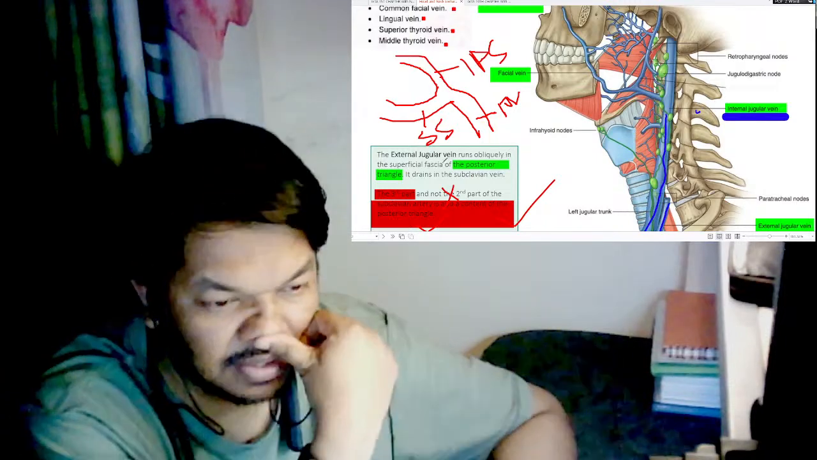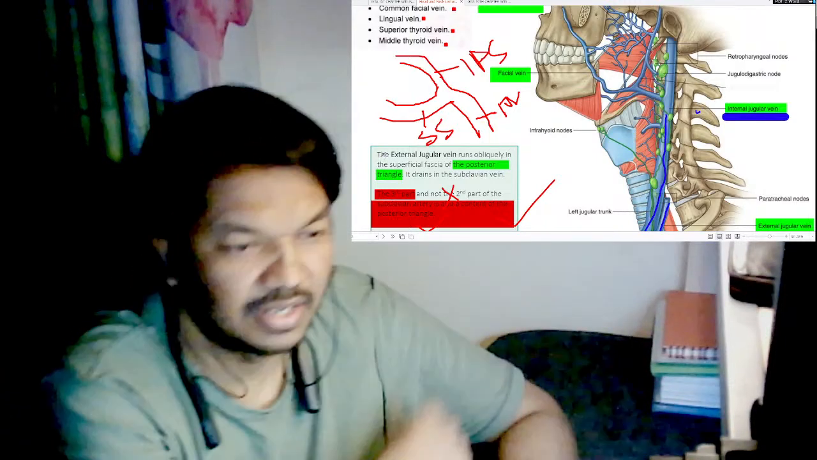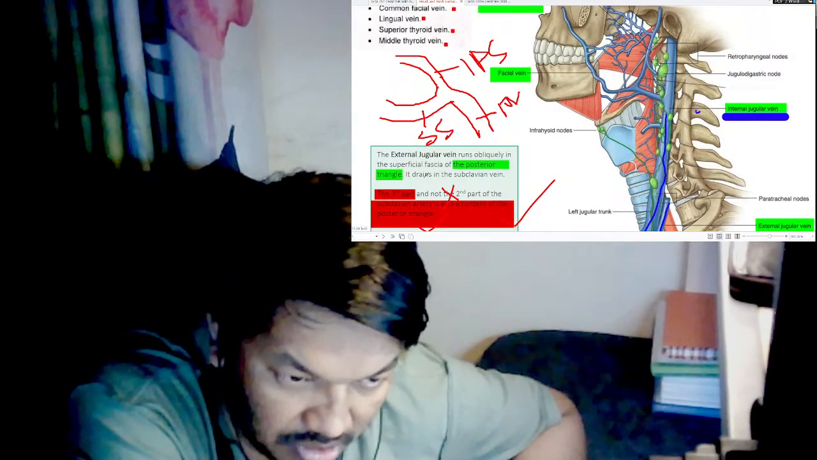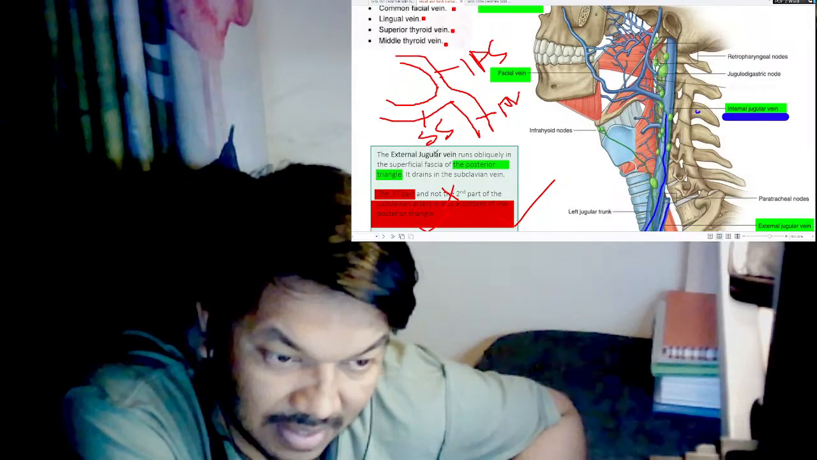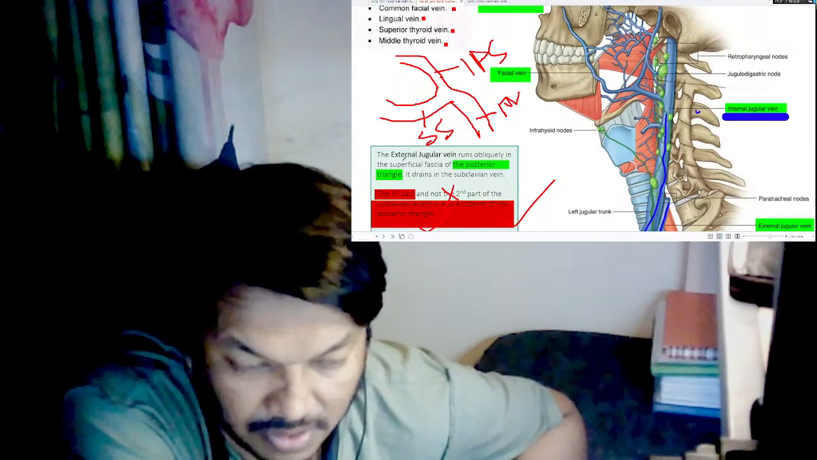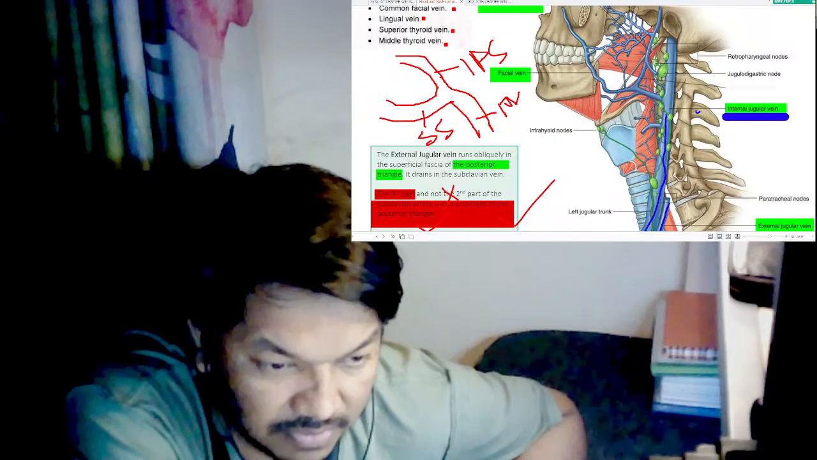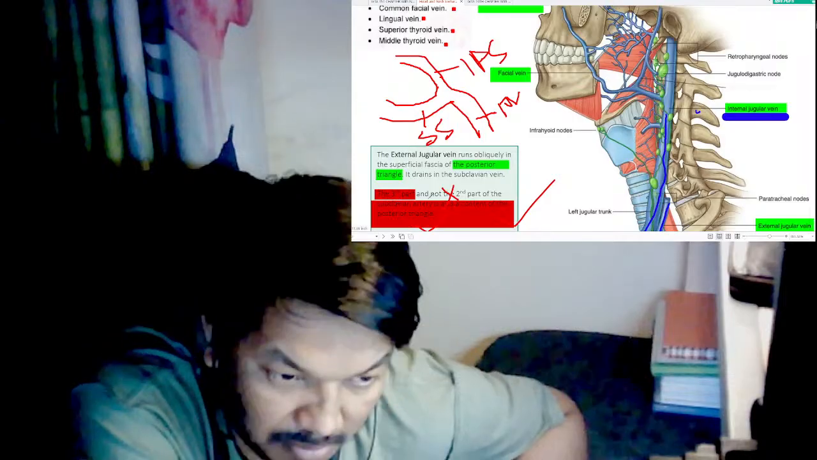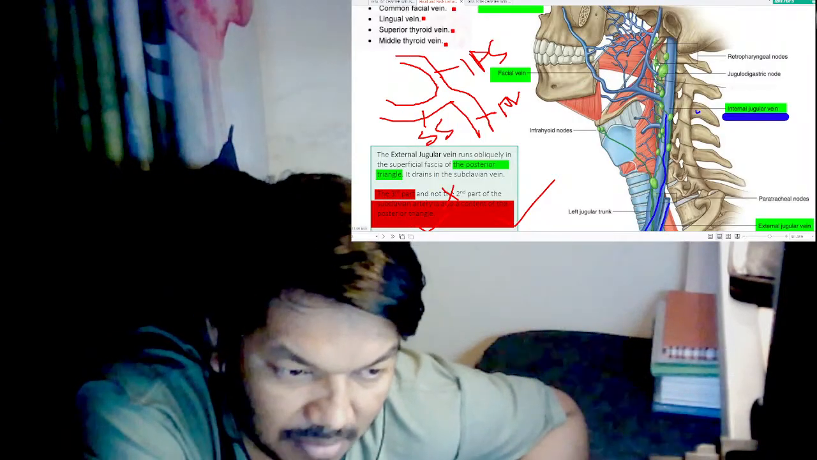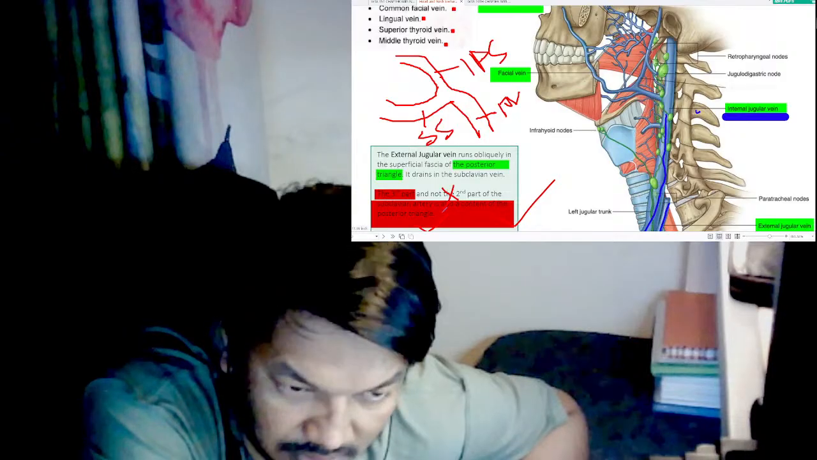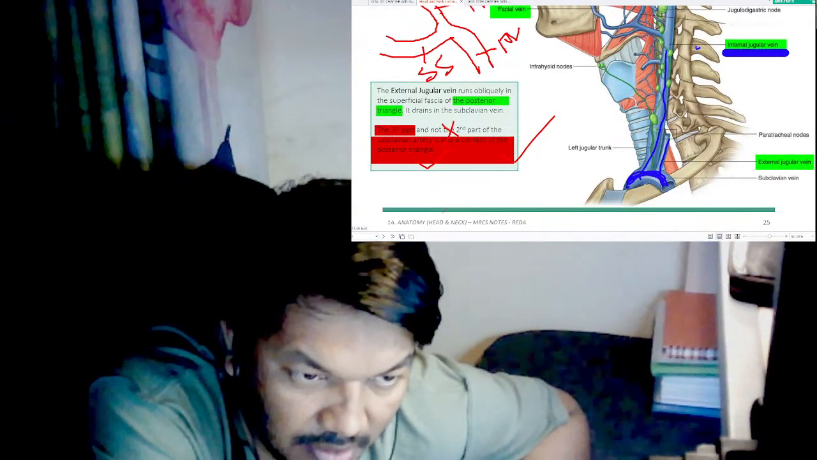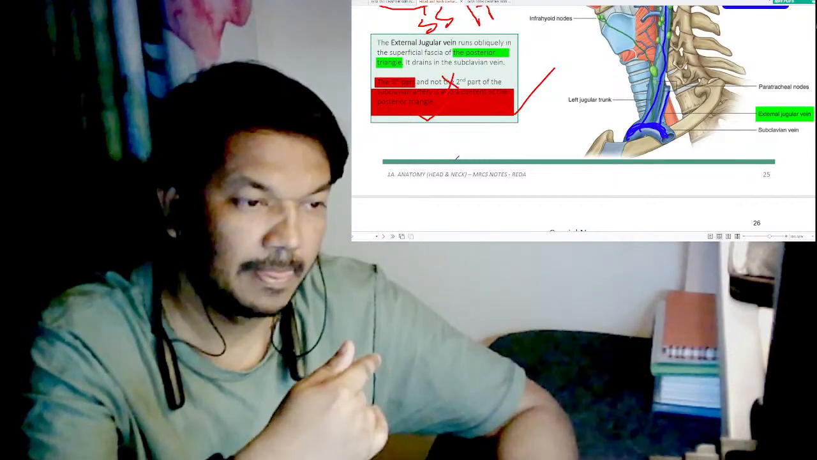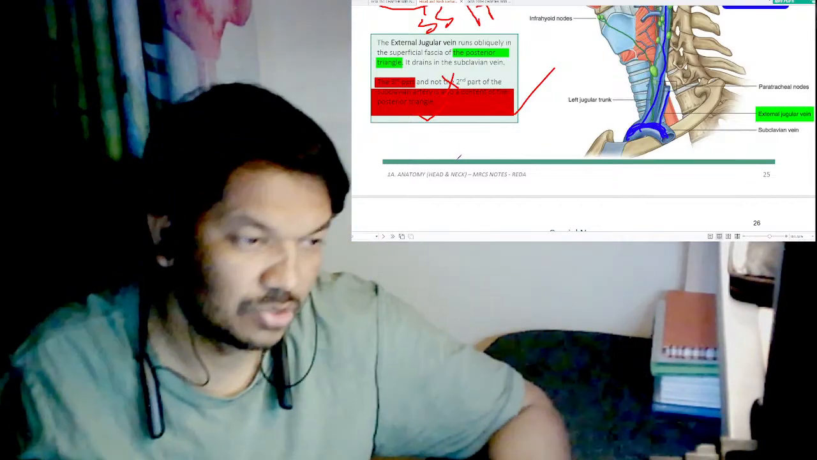The external jugular vein runs obliquely in the superficial fascia of the posterior triangle. It drains into the subclavian vein, the third part, not the second part, of the subclavian artery. So the external jugular vein remains parallel to the internal jugular vein.